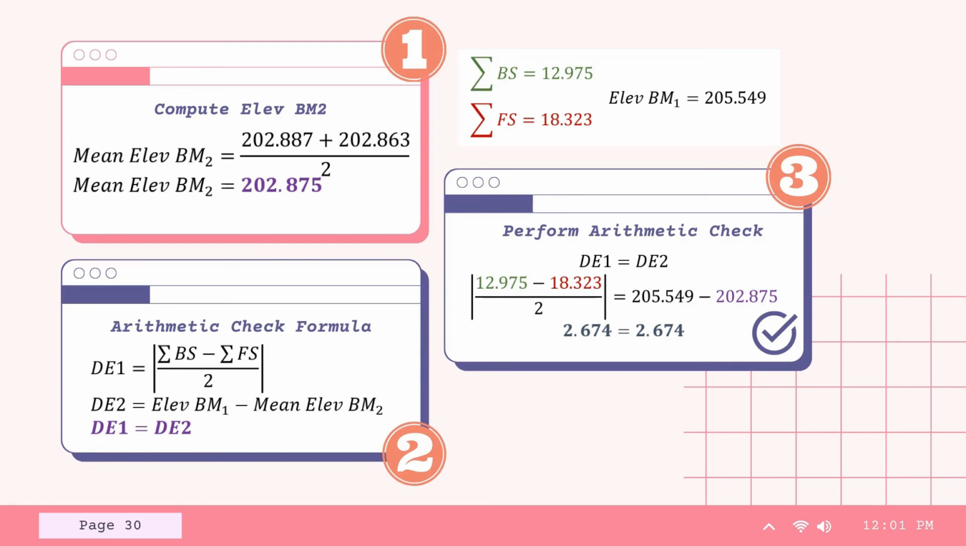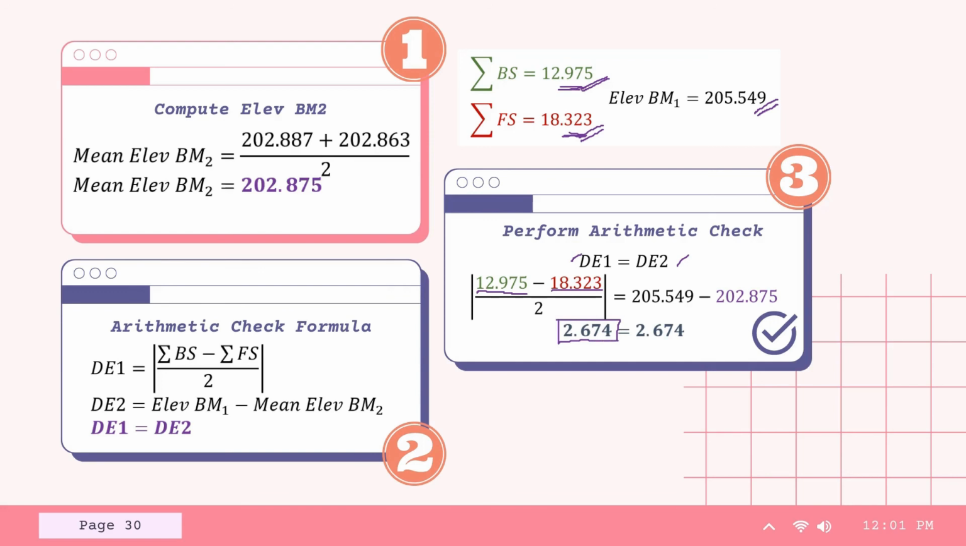The sum of all our backsights is 12.975, and the sum of all our foresights is 18.323, while our given elevation of BM1 from the previous slide is 205.549. Then we substitute these values into DE1 and DE2. For DE1, we have the absolute value of 12.975, the sum of all our backsights, minus 18.323, the sum of all our foresights, divided by 2, which is equal to 2.674.